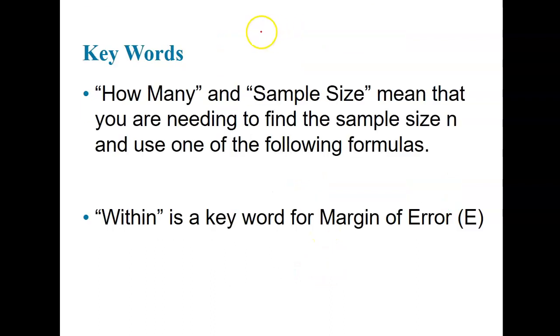Okay, so these are easy problems, but they're missed a lot, and it's simply because people don't recognize the type of problem that they are. These are going to have some keywords like "how many" or "find the sample size," and that's going to be the indication that you're going to need to use one of those two formulas that were on the previous slide. Another word that's important to look for is the word "within." If you see the word "within," that's a keyword to indicate that they're giving you the margin of error that you're going to need for the problem.